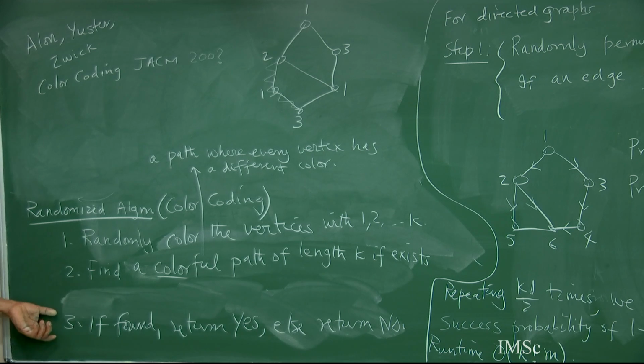That is this step. The next step is this probability analysis. Let us do the easier part first, by now you have got the hang of it. If there is no path of length k in the graph, then this step will always fail, because whatever coloring you do, you are not going to get a colorful path of length k, since the graph does not even have a path of length k. So I will say no. That is one direction. In the other direction, if there is a path of length k, what is the probability that it will survive as a colorful path? Let us argue that.